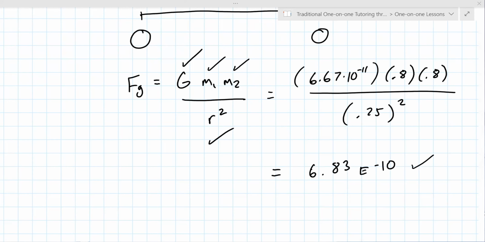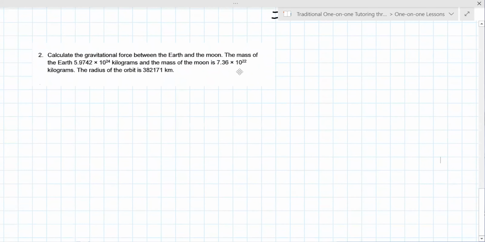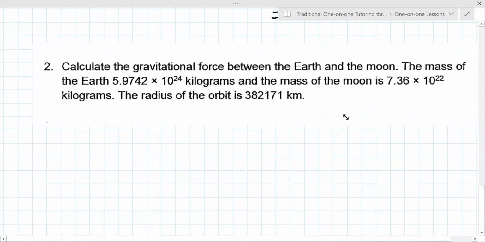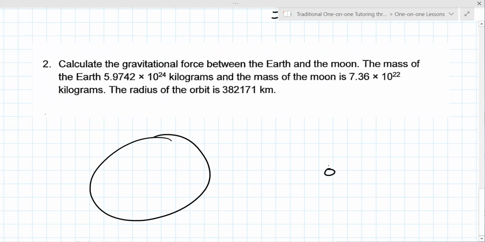This is the classic problem that you might see on an exam or quiz. Calculate the gravitational force between the Earth and the moon. Here's the Earth and here's the moon, and this is not to scale, but it's good to draw a picture. Sometimes students like to use subscripts for each, mass of the Earth, mass of the moon. The formula though is like 1 and 2, so I'd probably stick with that.